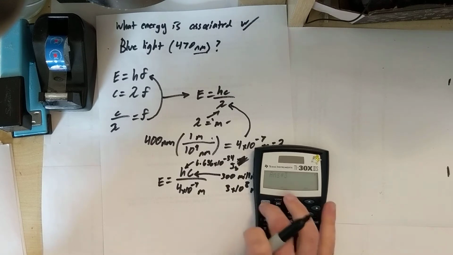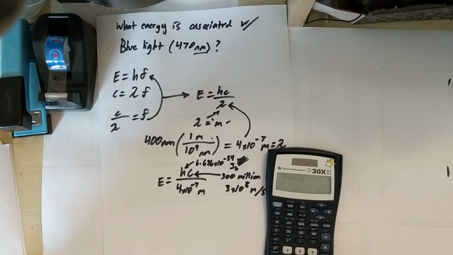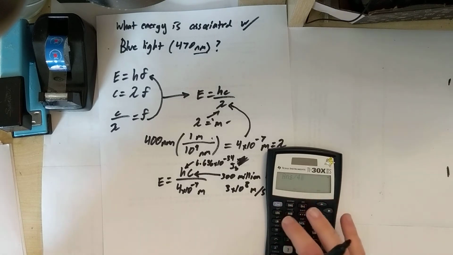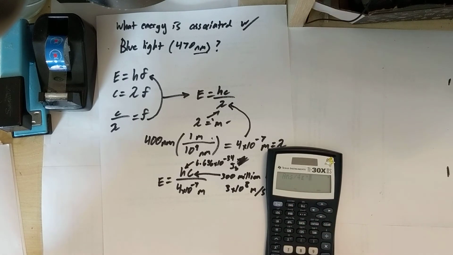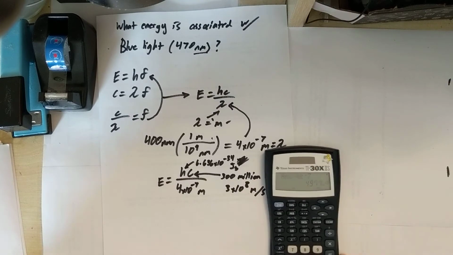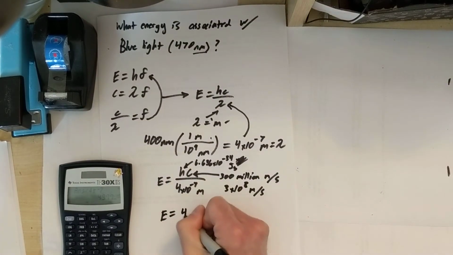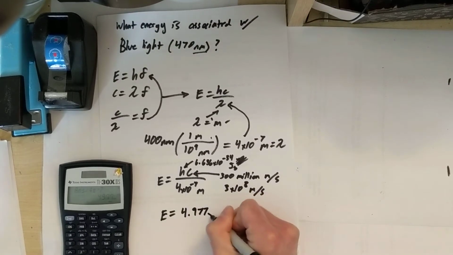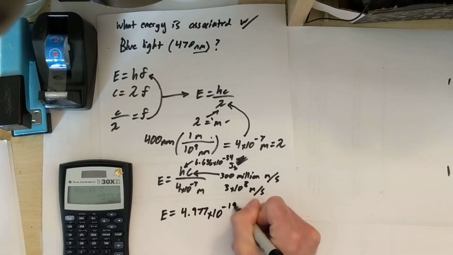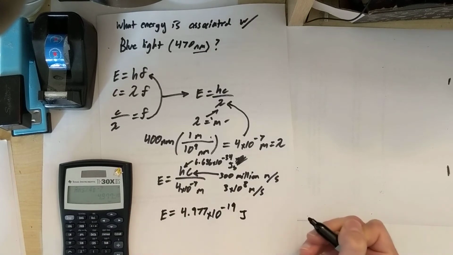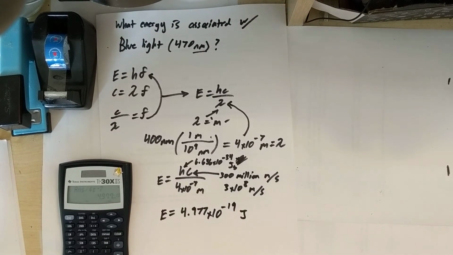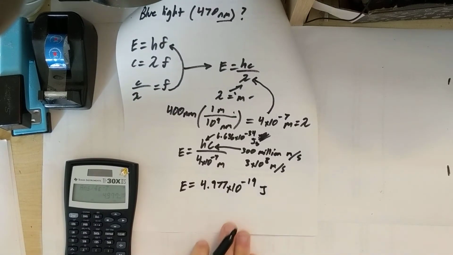Okay, so we plug those in, 6.636 times 10 to the negative 34. Multiply that by 3 times 10 to the 8th. And divide that by 4 times 10 to the minus 7. We end up with 4.977 times 10 to the negative 19 joules, right? Because we have joule seconds up here. So this is the energy associated with this wavelength.